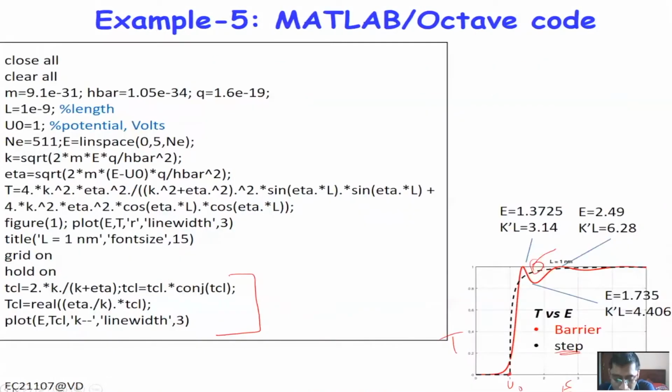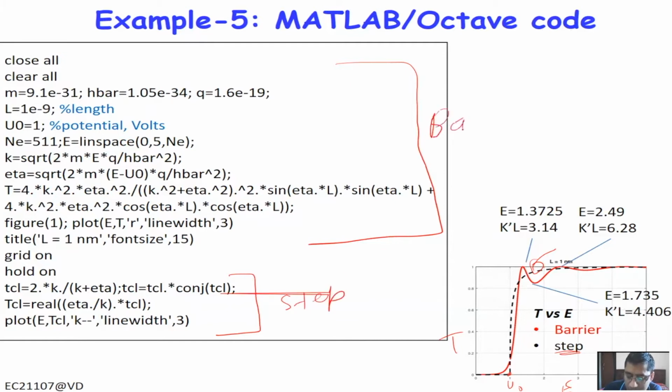Okay. So this is again the code. This code basically deals with a barrier, and this is a step, and this is a barrier. So the black one is a step, and the red one is the barrier. So here are some calculations I did.